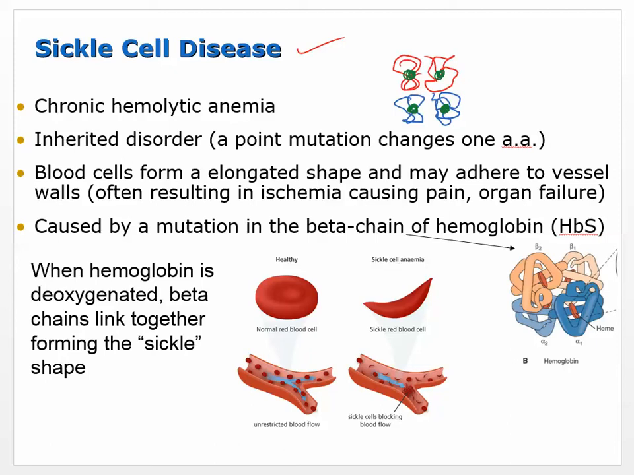So if we remember that, the alpha and the beta, in sickle cell there's a point mutation that changes one little amino acid, but it changes it in the beta subunit, in the beta chain. They always put the beta on top. It changes the beta chain, and that will cause the hemoglobin to not function properly, and it forms that elongated shape.